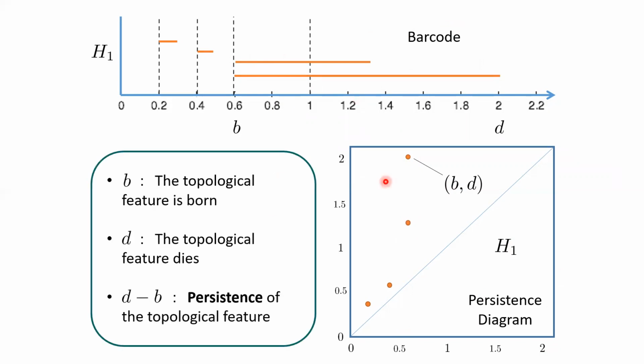Now, each dot in the scatter plot in the persistence diagram means that the x-coordinate is when the topological feature is born, the birth time. The y-axis is when the topological feature dies, the death time, and D minus B, death minus birth, is the persistence of the topological feature, right?